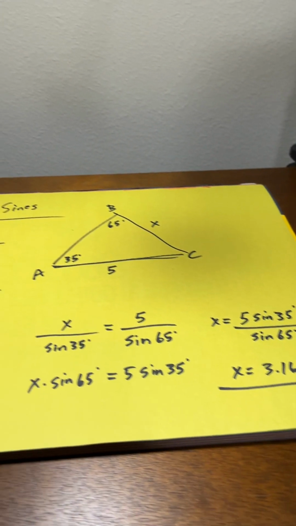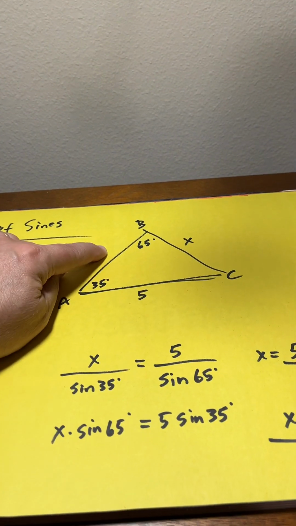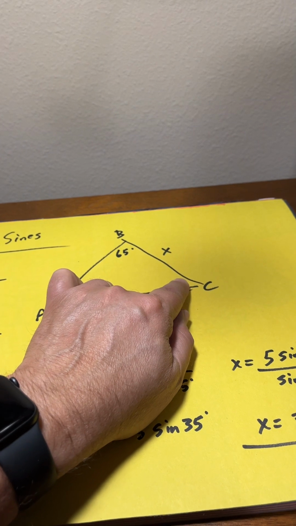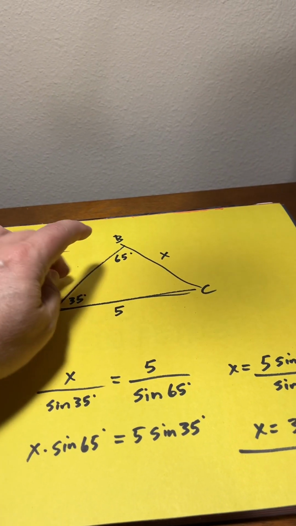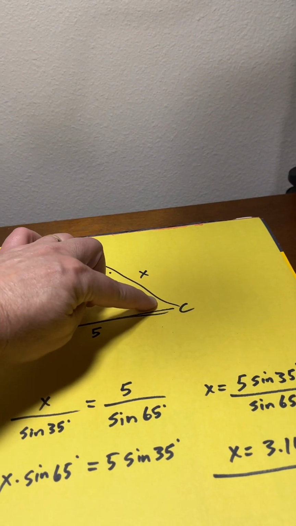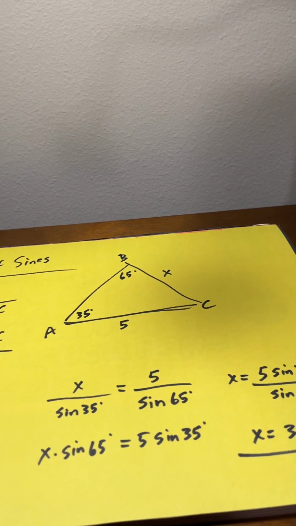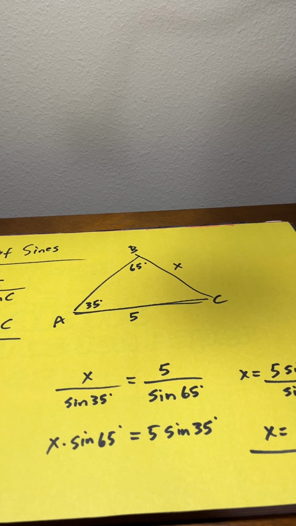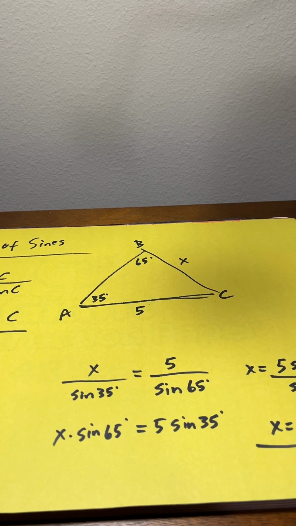3.16. So if I needed to know side C, I would go ahead and find this angle, and then I would set up a proportion using this unknown value with this angle, and then some of the other information that we found here we could set up using the law of sines, and we could find side C that way.